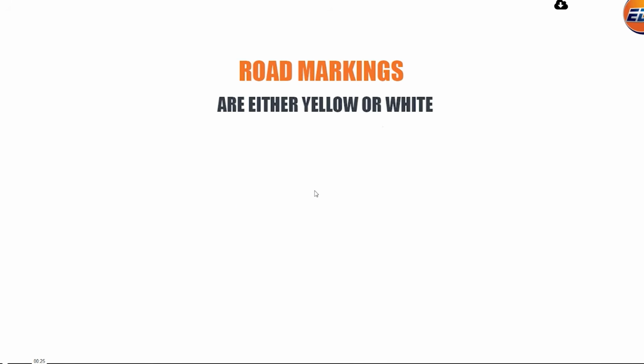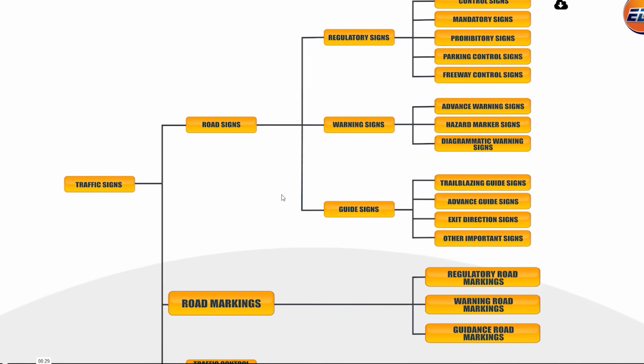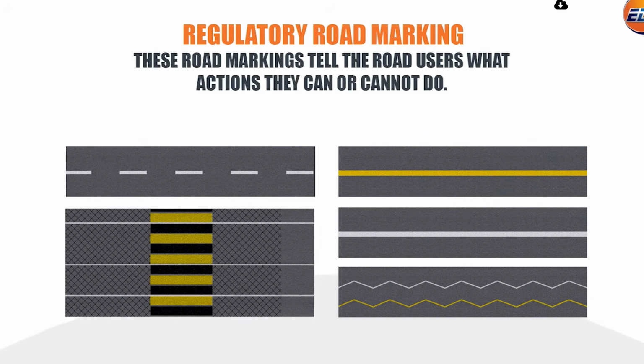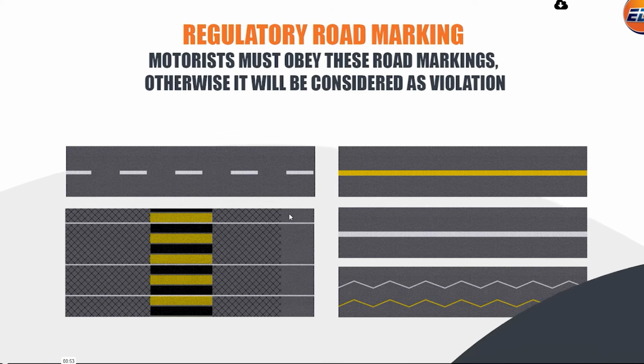Road markings are either yellow or white. Road markings are further divided into three main categories: regulatory road marking, warning road marking, guidance road marking. Let's learn about regulatory road markings. Regulatory road marking. These road markings tell the road users what actions they can or cannot do. Motorists must obey these road markings, otherwise it will be considered as a violation.